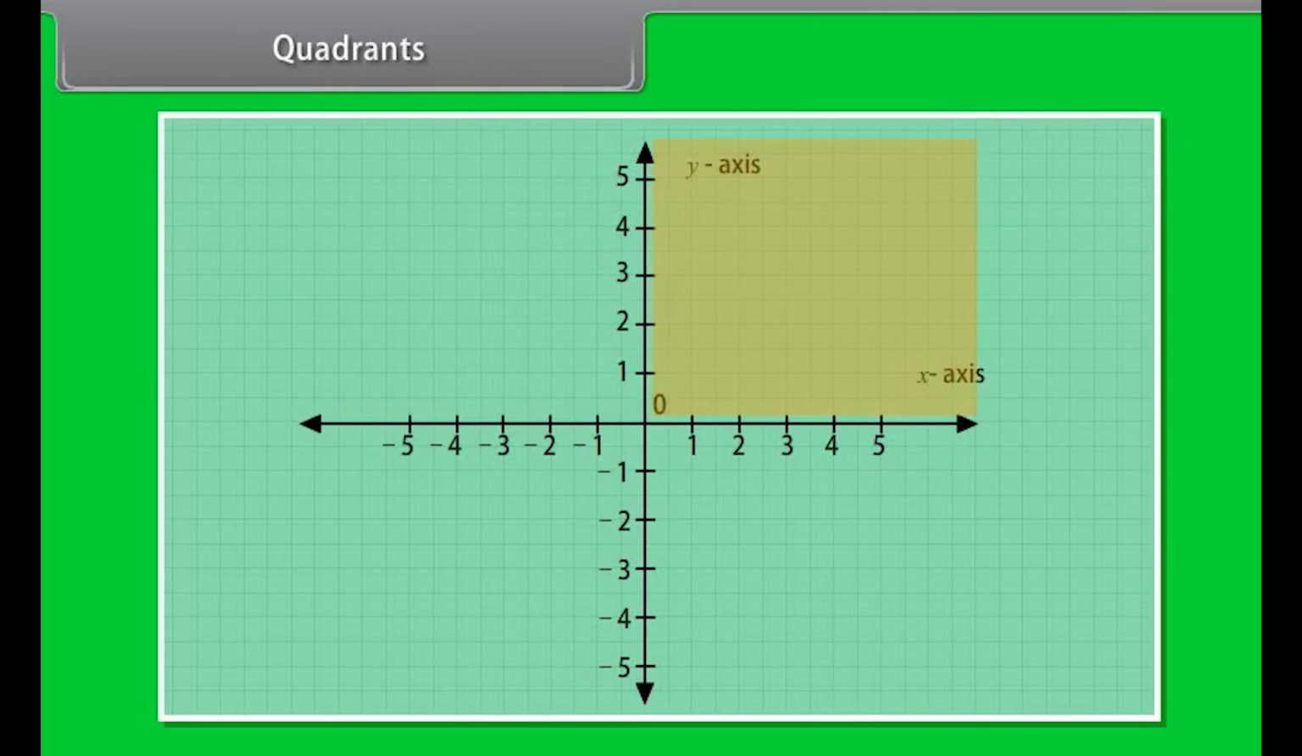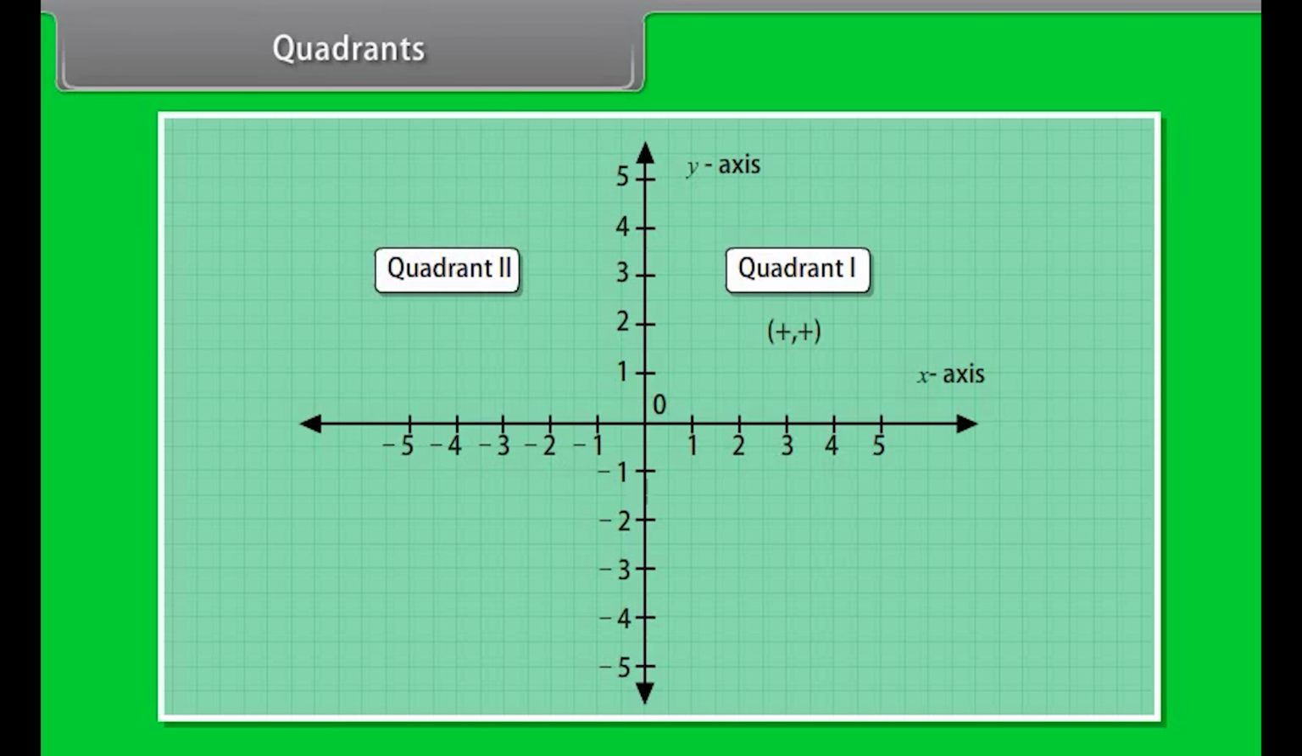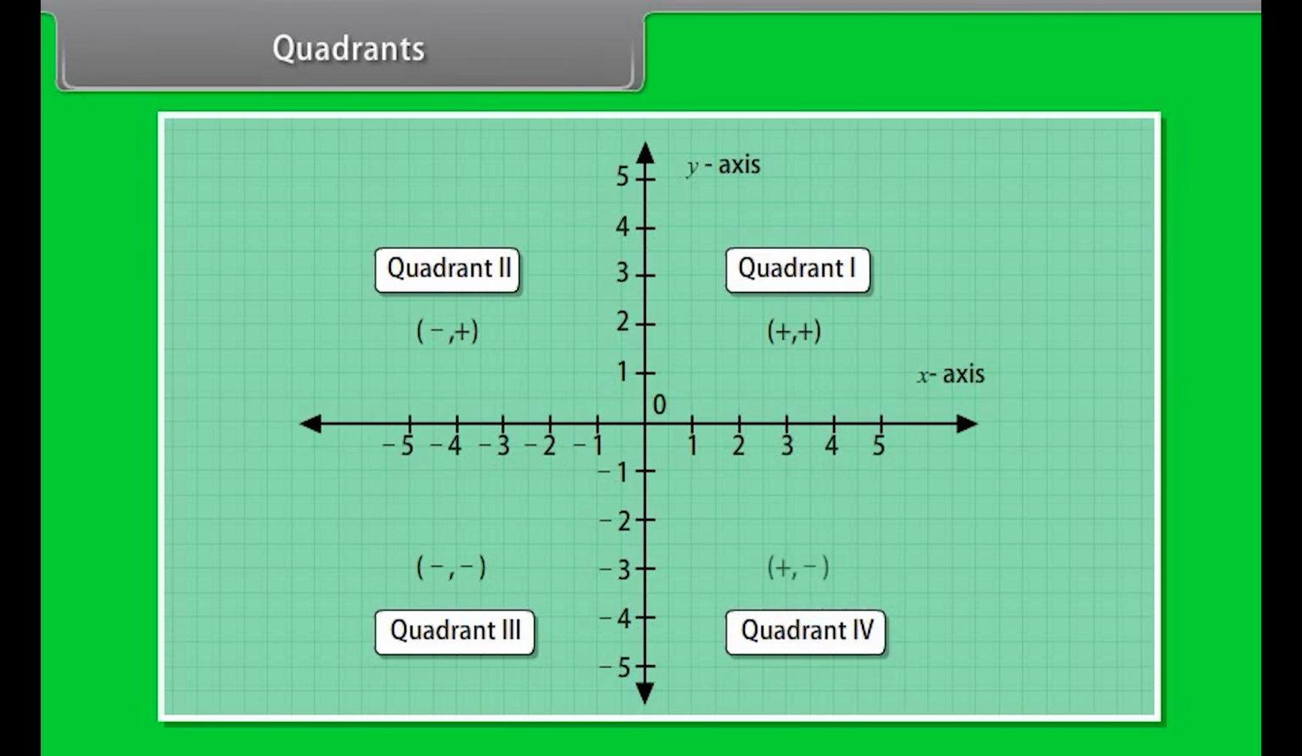Quadrants. The axes divide the plane into 4 quadrants. In quadrant 1, x and y are positive. In quadrant 2, x is negative but y is positive. In quadrant 3, x and y are negative. In quadrant 4, x is positive but y is negative.